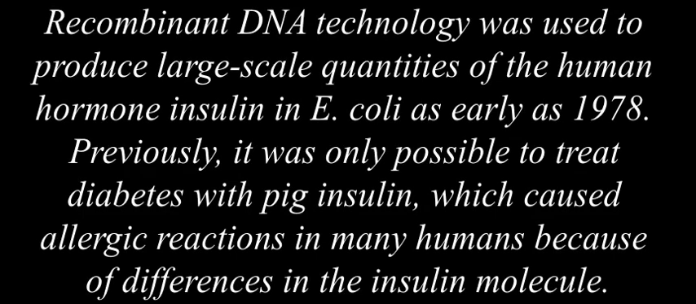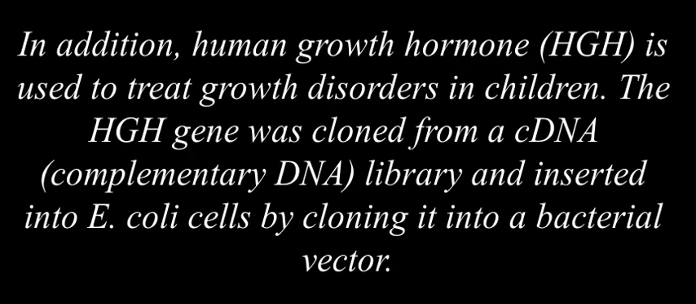Recombinant DNA technology was used to produce large-scale quantities of the human hormone insulin in E. coli as early as 1978. Previously, it was only possible to treat diabetes with pig insulin, which caused allergic reactions in many humans because of differences in the insulin molecule. In addition, human growth hormone, or HGH, is used to treat growth disorders in children. The HGH gene was cloned from a cDNA, or complementary DNA, library and inserted into E. coli cells by cloning it into a bacterial vector.